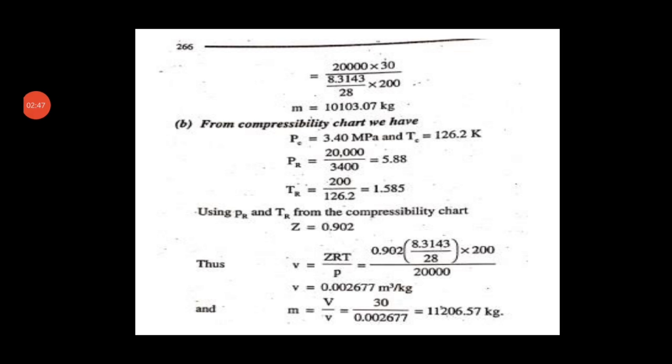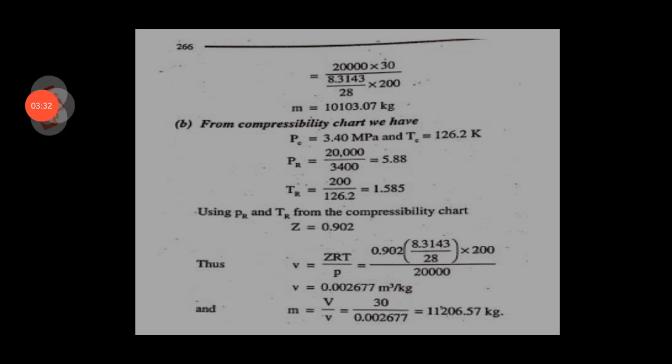Now PC is 3.4 megapascal, TC is 126 Kelvin. So the reduced pressure is the actual pressure divided by the critical pressure. The actual pressure is given as 20 megapascal, that is 20,000 kilopascal, divided by the critical pressure of 3.4 megapascal, that is 3,400 kilopascal. So you get the reduced pressure as 5.88. Then the reduced temperature is the actual temperature, that is 200 Kelvin, divided by the critical temperature, that is 126 Kelvin. So you get TR is equal to 1.598.